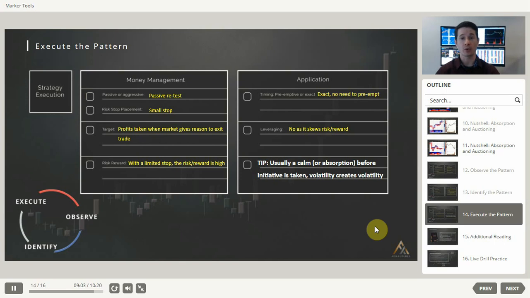We finish every one of these template completions with the tip. Again, these are my tips. They could be your tips. It's up to you. So the tip for the strategy, obviously, is usually a calm before the initiative is taken. And we spoke about that. I showed you what that looks like. It's a little bit of absorption just before the break. And do note, volatility breeds volatility.